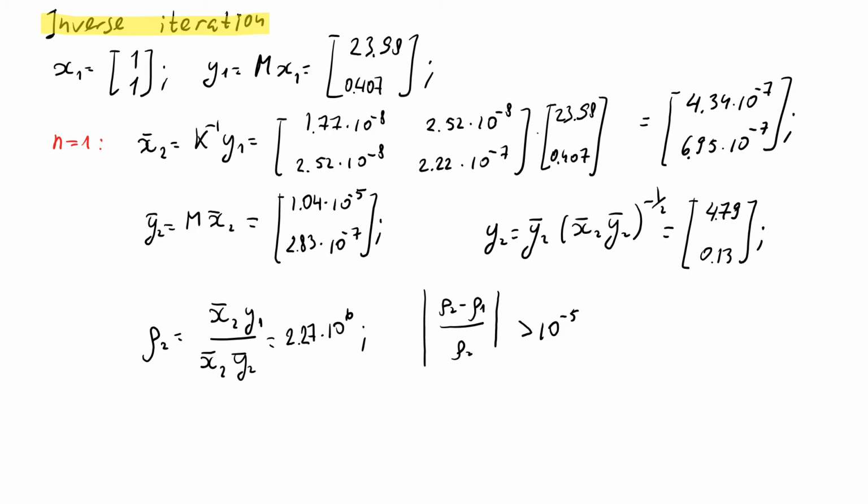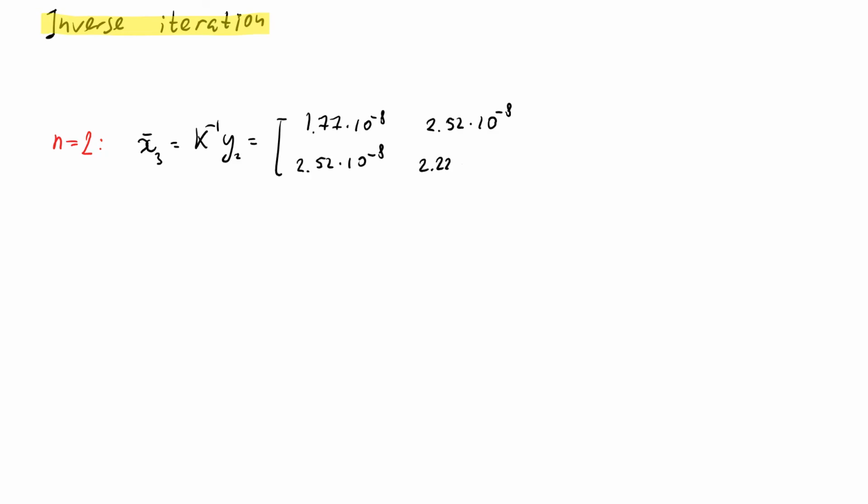So we have to go to step number 2. In step number 2, the first thing we find is x bar 3 by multiplying inverse K times y2, and vector y2 is the vector which you found in the first step.